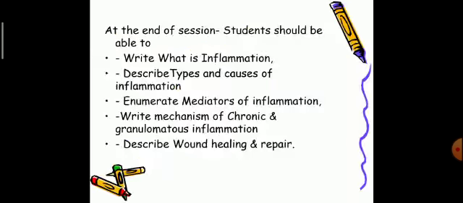So at the end of the sessions, you all should be able to write what is inflammation, and describe the types and causes of inflammation. Types are particularly acute and chronic, and there is a peculiar type of chronic inflammation, that is granulomatous inflammation. You should be able to enumerate mediators of inflammation, write the mechanism of chronic and granulomatous inflammation, and describe wound healing and repair.